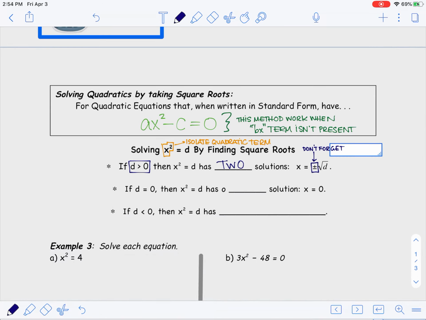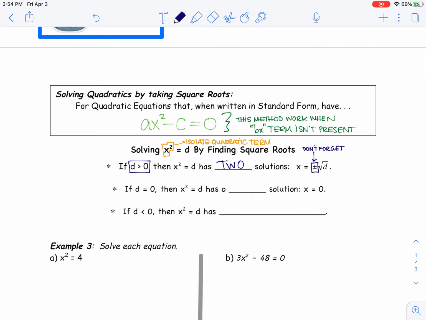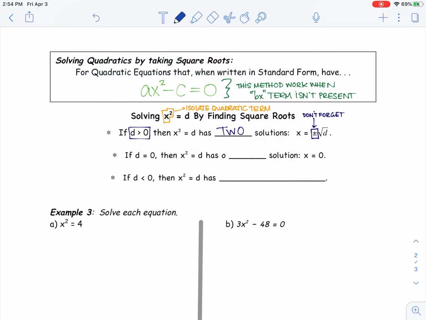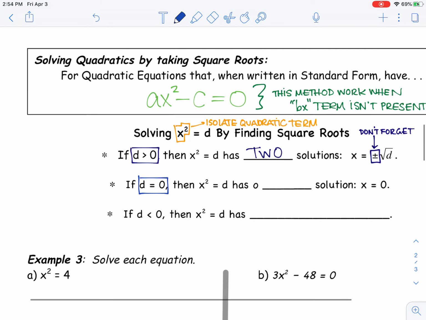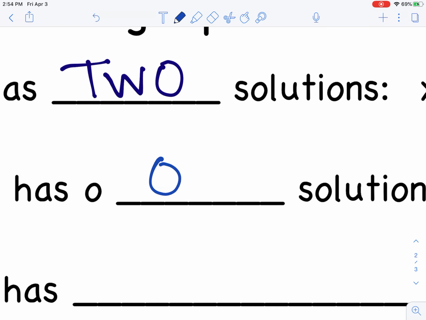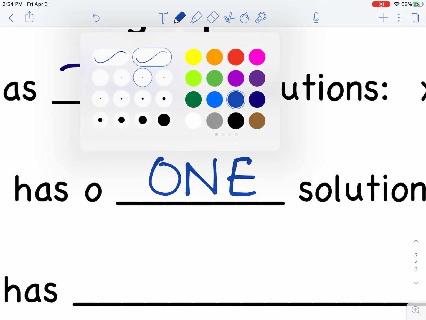Now this plus or minus gets left off sometimes, and we'll talk about how to try to remember that. But that's how those 2 solutions will present itself. All right, the second option that could happen is that we'll get our x squared term isolated, and what remains on the other side is a 0. In that particular case, we're going to only have 1 solution.